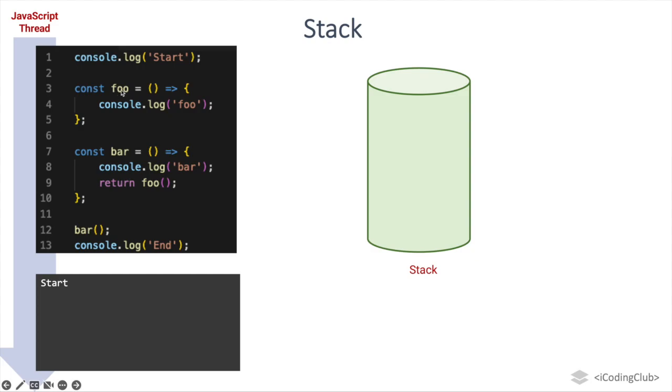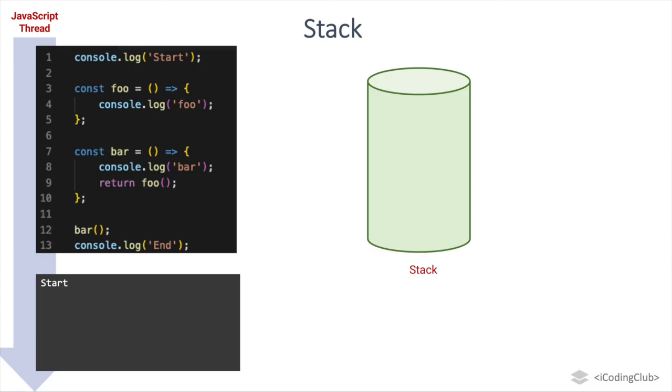Register the function. Okay, we have a function called foo, but we don't have to run anything right now. Then it comes to line number 7 to 10, and sees another function there. It registers that as well, but doesn't execute it. And only at line number 12, it sees there is finally something to run.